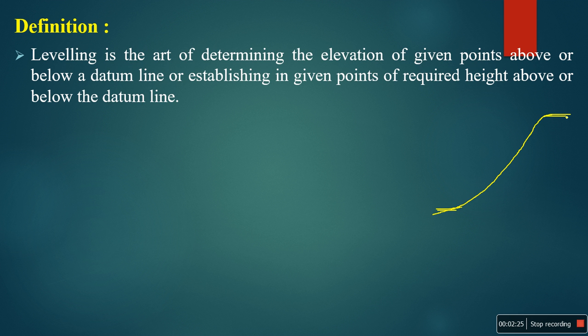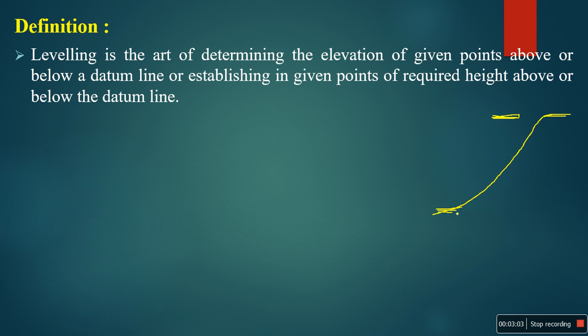The second object is that we have to establish a given height. We have to establish a point at a given height from any datum line. Suppose this is a level surface, so we have to establish one point here, or construct at some height. For establishing this level with reference to this one, we have to use leveling instruments. You can easily establish this point at a given height from this datum line. This is called leveling.